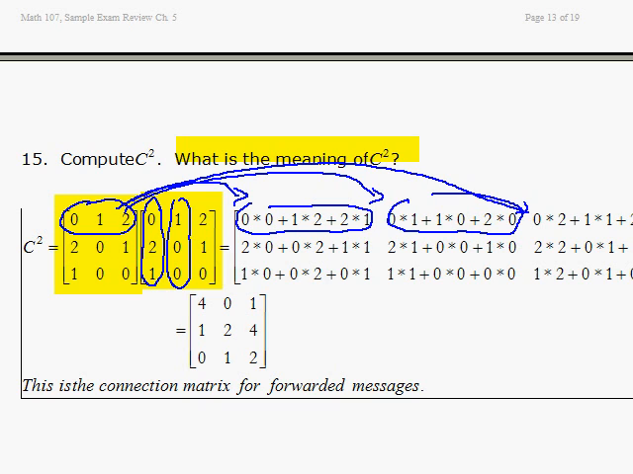Then you move down, start with this row, and it gets multiplied against each column in the second matrix, and that creates this term, and this term. And here's the result: 4 0 1, 1 2 4, 0 1 2. This is the forwarded messages.